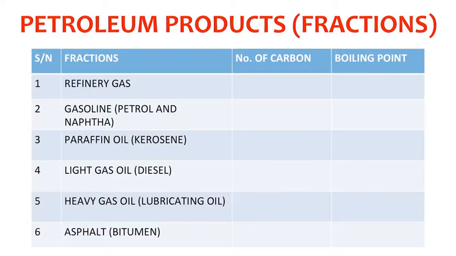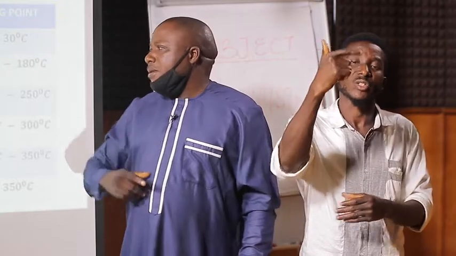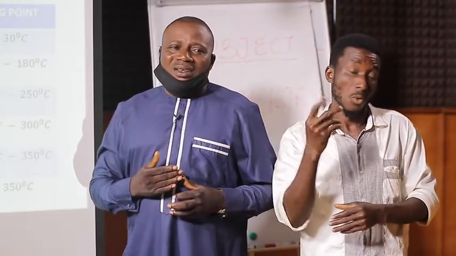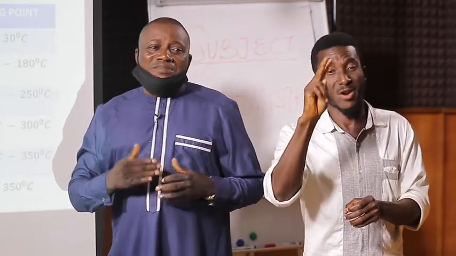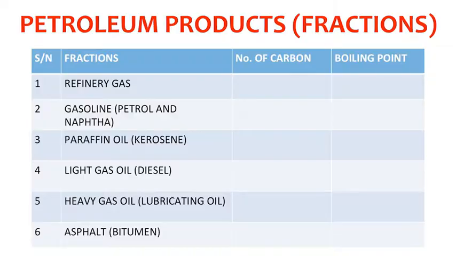The next is what we call gasoline. Another name for gasoline is petrol or naphtha. Another name for it again is PMS, premium motor spirit. The carbon range is from C5 to C10, and the temperature range is from 40 degrees Celsius to 180 degrees Celsius.